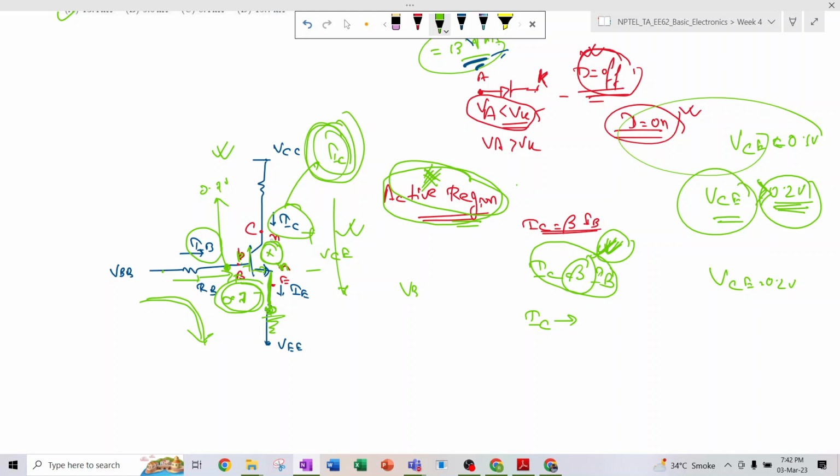Okay, yes, sir. So in saturation region, IE, IB, IC are all 0, right? No, that is not the case. In cutoff, yes, IB is 0, and that means IC is also equal to 0.